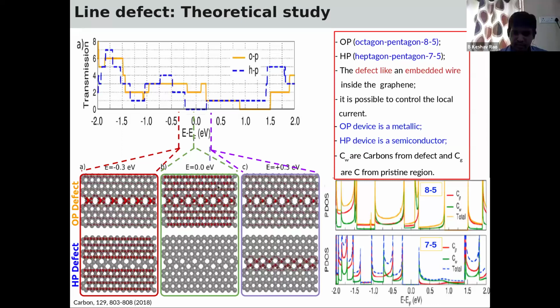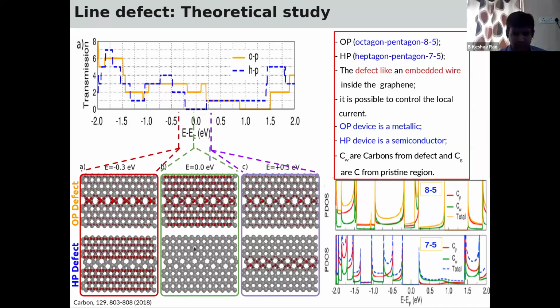At zero bias, higher current is passing. At negative biasing, the current is passing only through the line defect. Similarly at positive bias, the current is passing, but on the right side it shows less intensity, so less current passes when forward bias is given. Now talking about the 7,5,7, a pair of 5, a line defect.